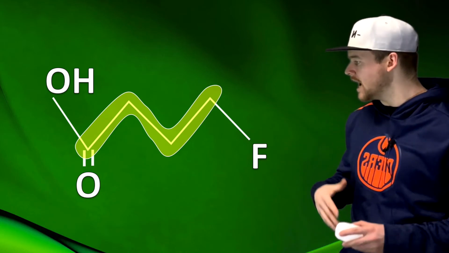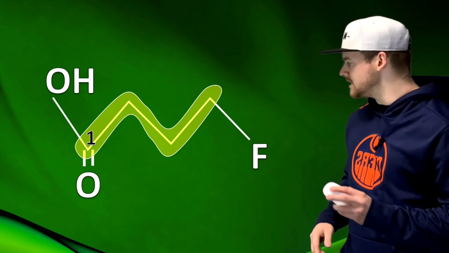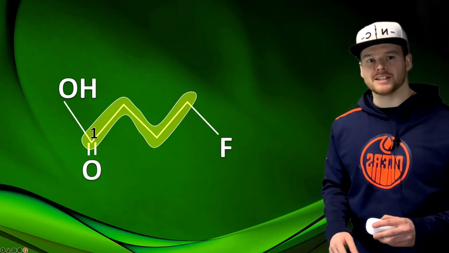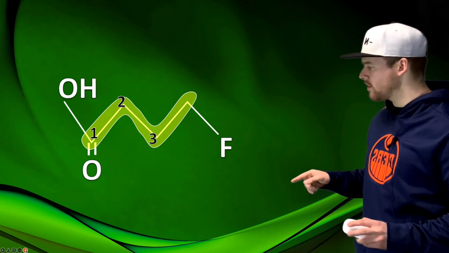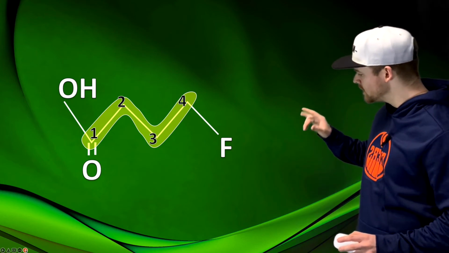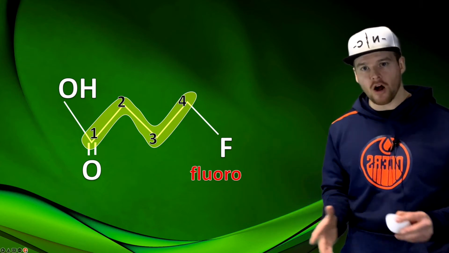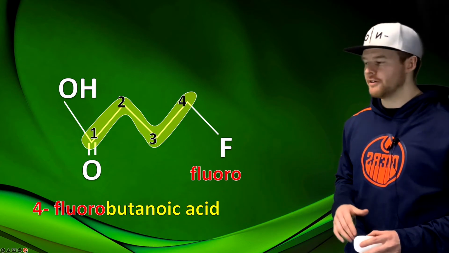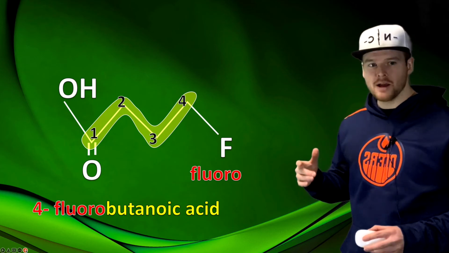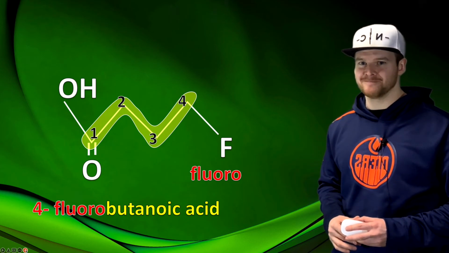So that would be butane. And now let's number them. We always start with the carboxylic acid. So 1, 2, 3, 4. So my fluorine or fluoro branch is going to be on number 4. Let's put all that together and call it 4-fluorobutanoic acid.